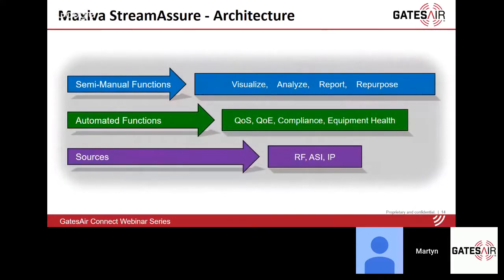So what StreamAssure does, the architecture very simply is shown here. There's some semi-manual functions where you can simply visualize, analyze, report, repurpose various things. There's some automated functions built into the system. So this helps us enable functions like quality of experience, quality of service. Are we in compliance? What's the health of the equipment? And then there's sources, and the sources can, as I mentioned, be RF, can be ASI, could be an IP stream or IP itself.